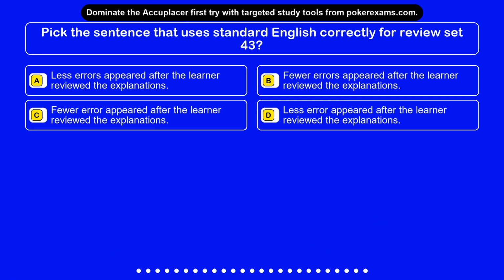Question 20. Pick the sentence that uses Standard English correctly for review set 43. Option A. Less errors appeared after the learner reviewed the explanations. Option B. Fewer errors appeared after the learner reviewed the explanations. Option C. Fewer error appeared after the learner reviewed the explanations. Option D. Less error appeared after the learner reviewed the explanations.